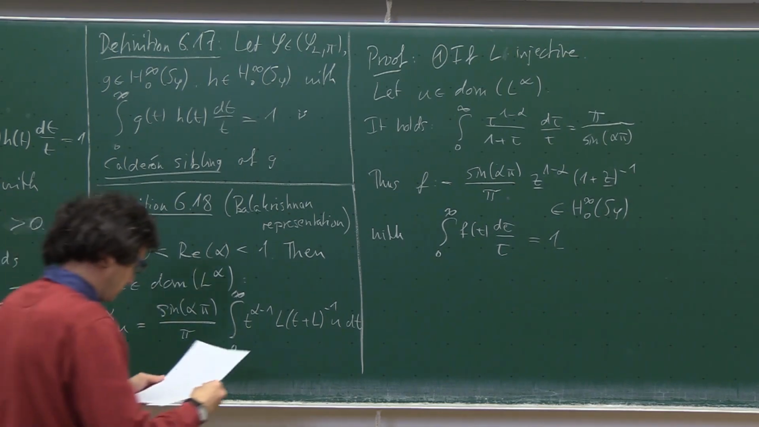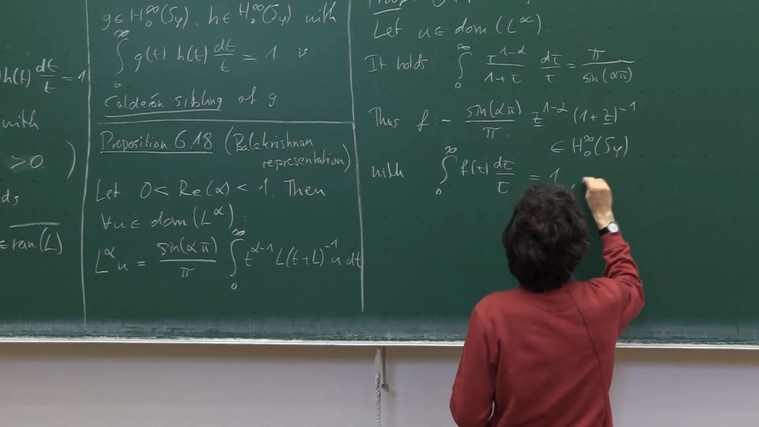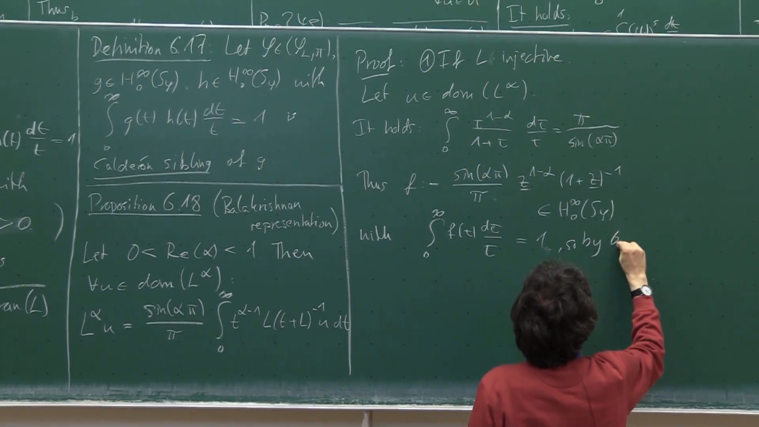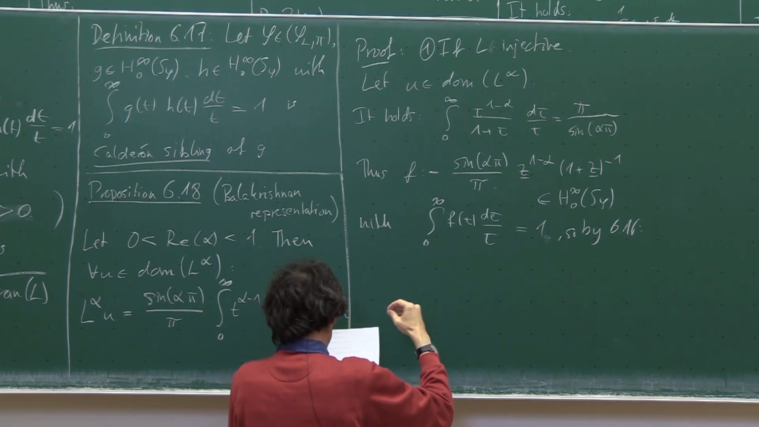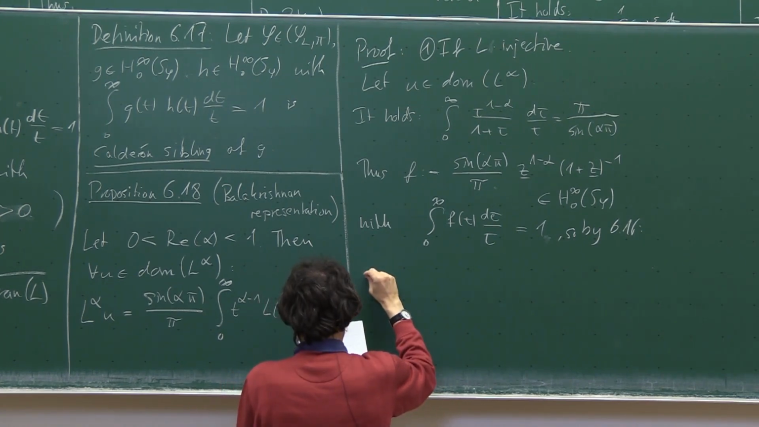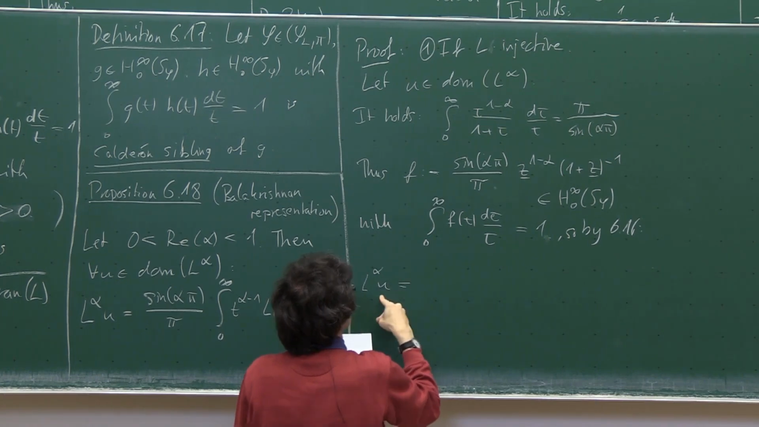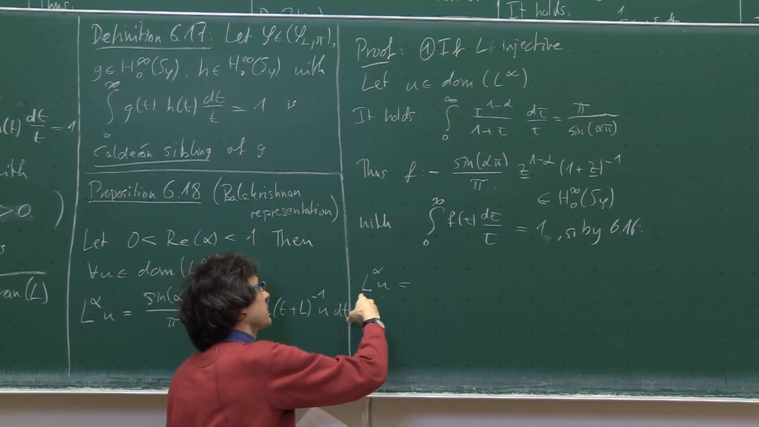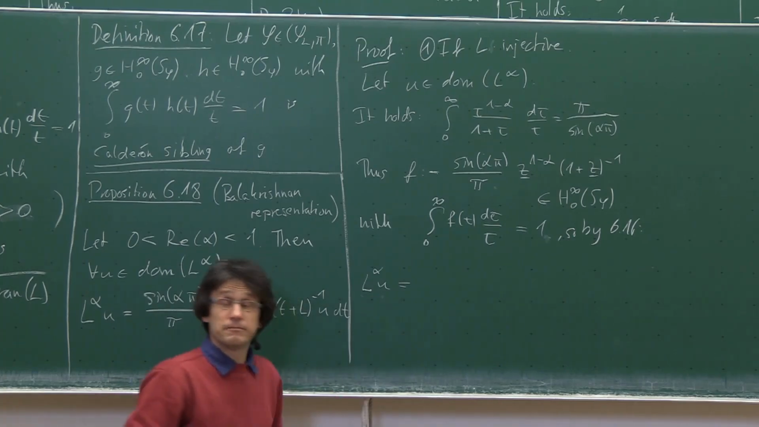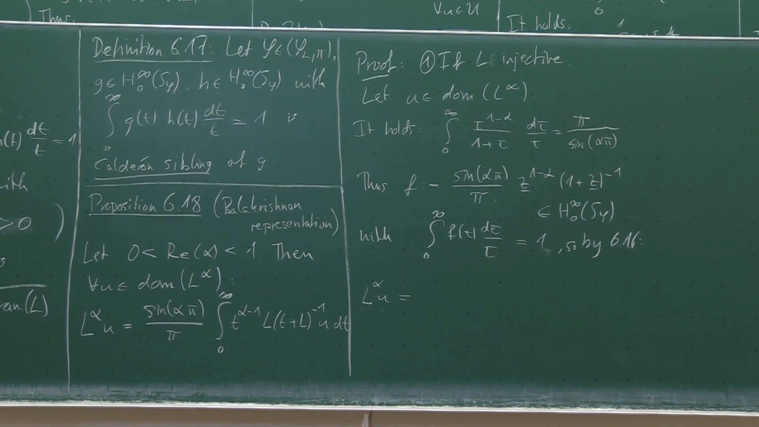Okay. So we can apply the Calderon reproducing formula 616 to this function f, and it gives us L to the alpha u. This I can do because u is in the domain of this operator, and this is an element of our Hilbert space H. I have an injective L, so the formula is valid for all elements of H, so I can take this one.